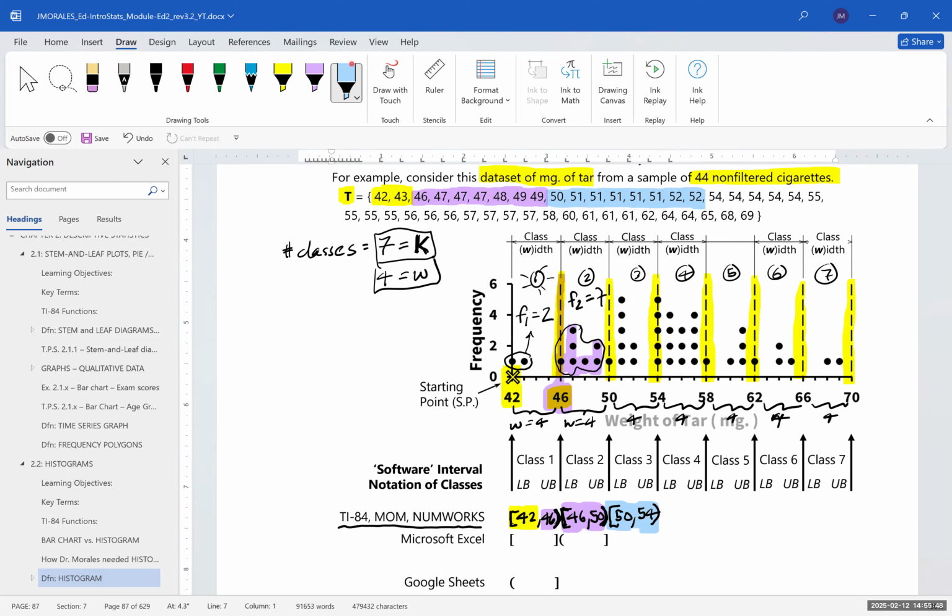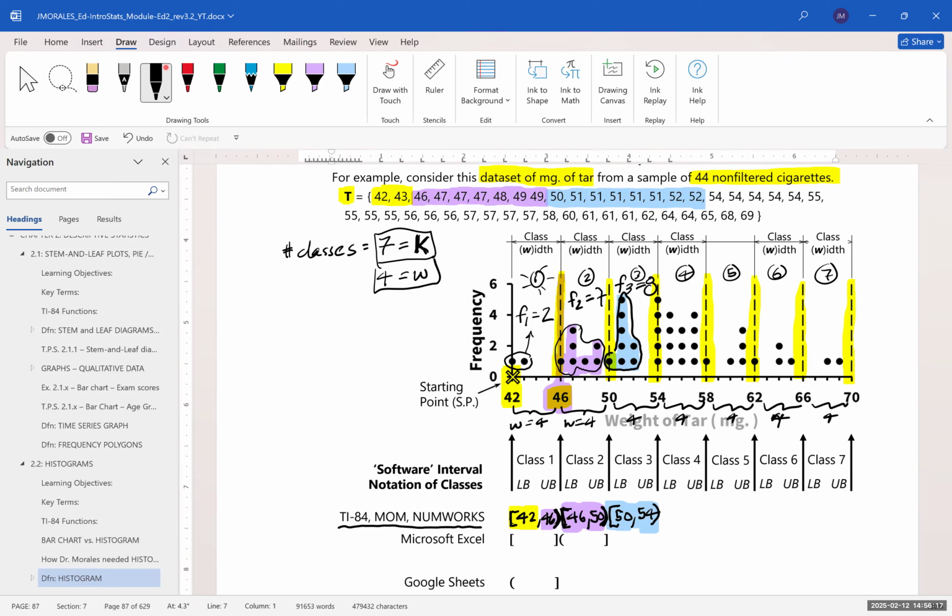If we look at this dot plot of the data, we're going to include 50 and all of the datums up to, excluding 54. So how many do we have in the third class? We've got 1, 2, 3, 4, 5, 6, 7, 8. I think that's 8. So the frequency of the third class is 8.